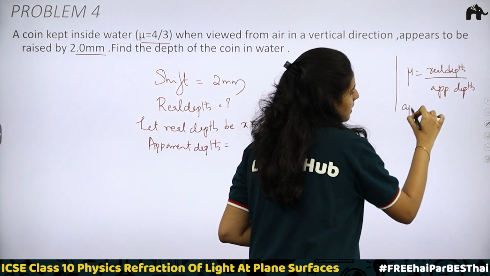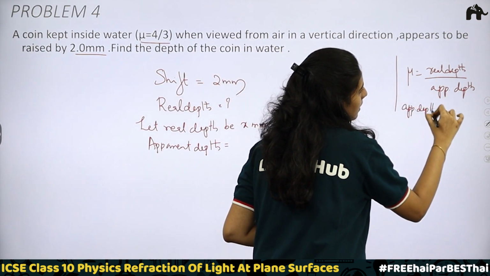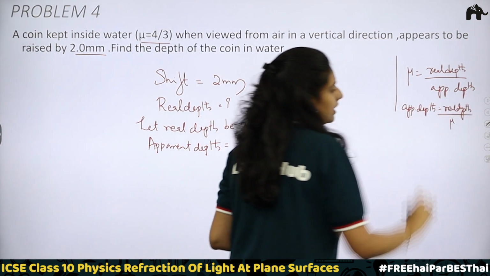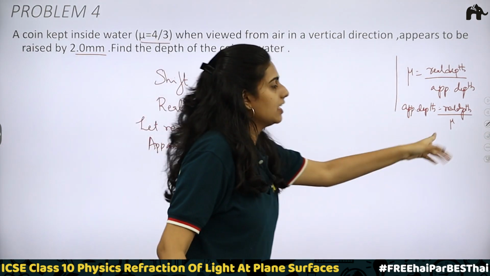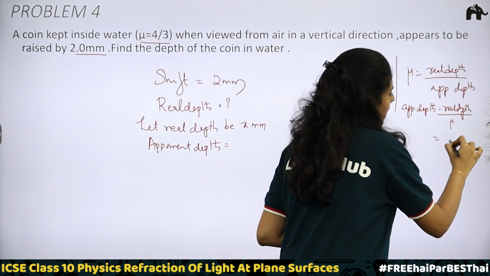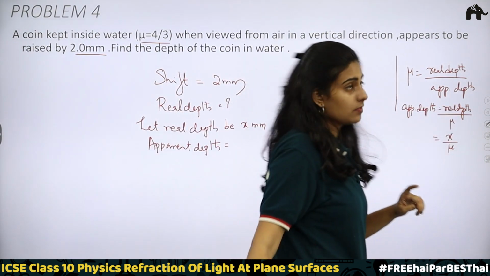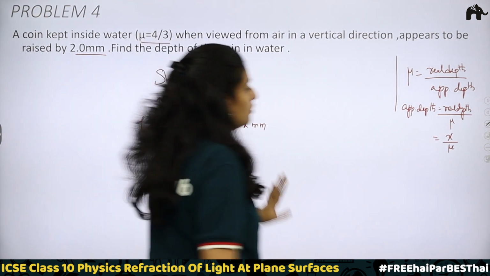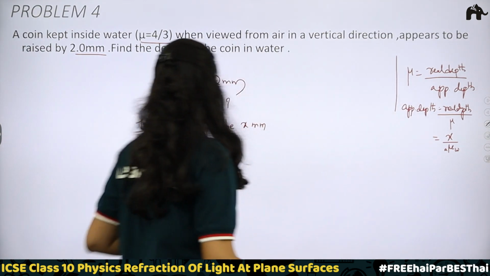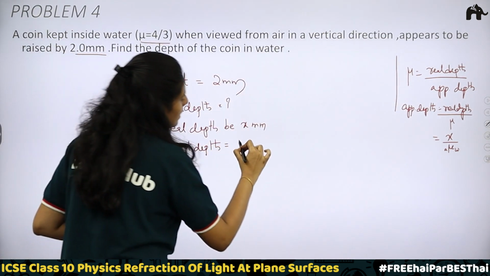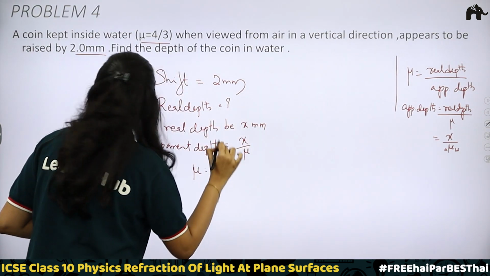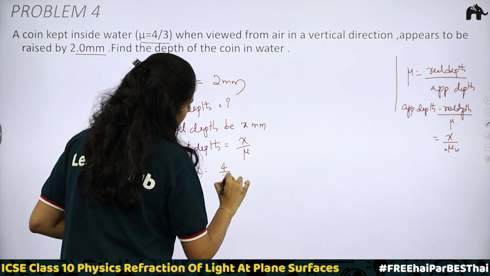Then what is the apparent depth? Apparent depth will be real depth divided by the refractive index. Yes, real depth divided by refractive index. Here, real depth is taken as x, therefore apparent depth will be x divided by mu. Here the liquid is water, therefore the refractive index of water with respect to air. Mu value is given, which is equal to 4 by 3.